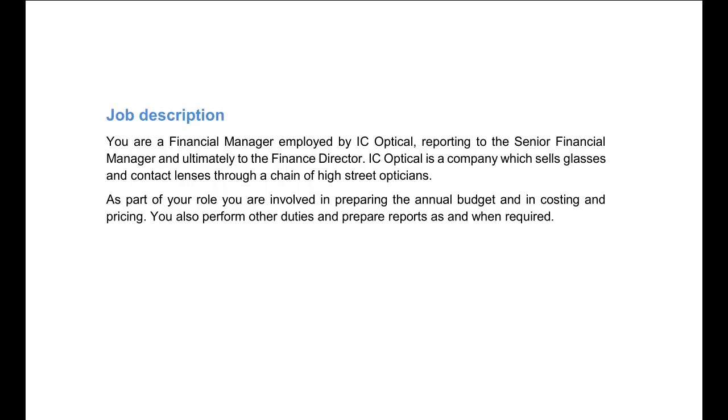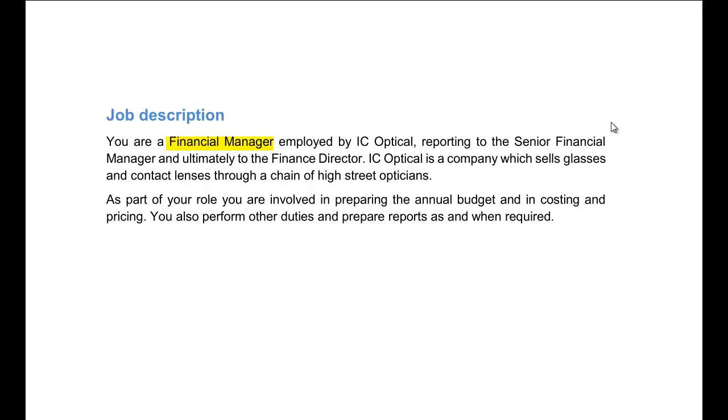So let's start by looking at the first page here, which is the job description. This is the role that you are playing within the MCS exam. And we can see that we are a financial manager.